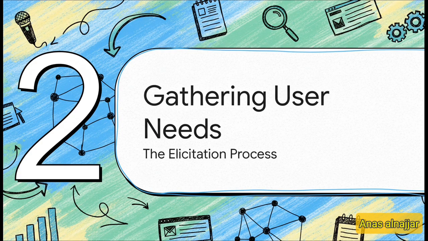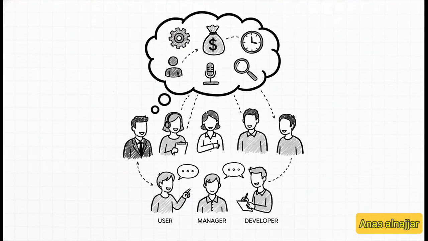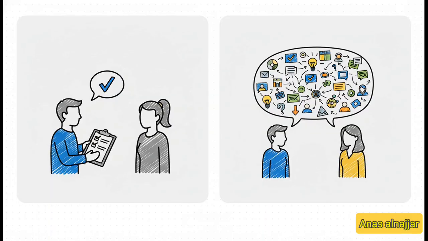Okay, so where do we even start creating this master plan? Well, it all begins with listening. We're now moving into the very first and maybe most critical step, gathering what the user actually needs. In the industry, this is known as the elicitation process. And here's the part that often gets overlooked. At its core, this isn't a tech job, it's a human job. The goal is to dig deeper than a simple list of features. It's about understanding the hopes, the frustrations, and the real-world goals of the people who will be using this software every single day.